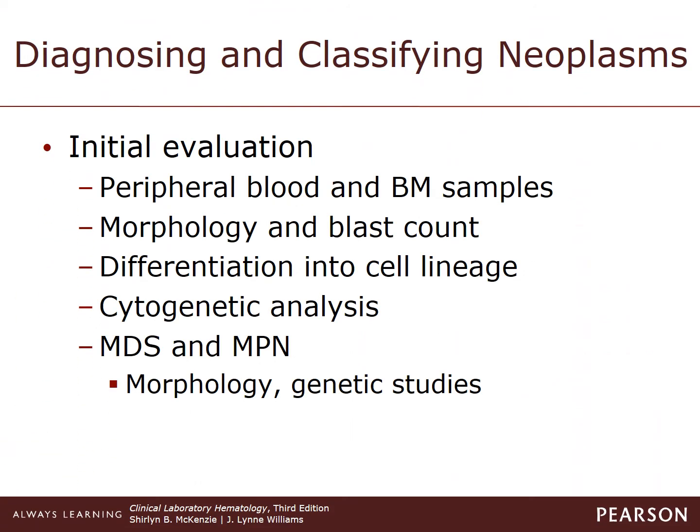Now, diagnosing and being able to classify a neoplasm starts with the CBC and the peripheral blood picture, which leads to a reflexive bone marrow aspiration and biopsy. Here you're going to get a morphology and a blast count. You're going to perform flow cytometry and differentiate into the cell lineages, as well as do cytogenetic analysis of the molecules or any kind of mutations identified.